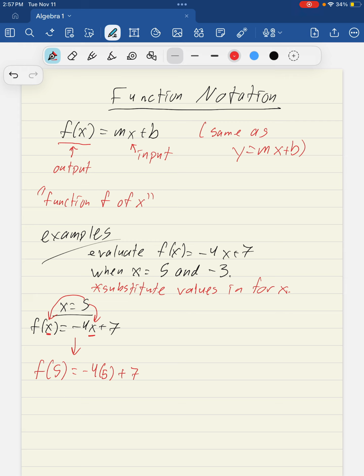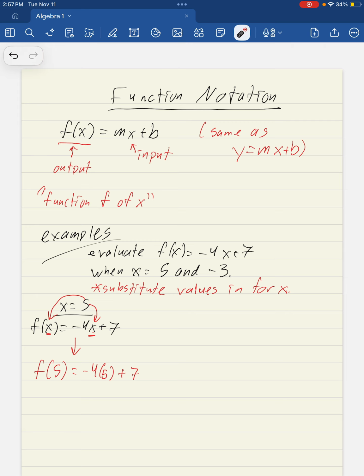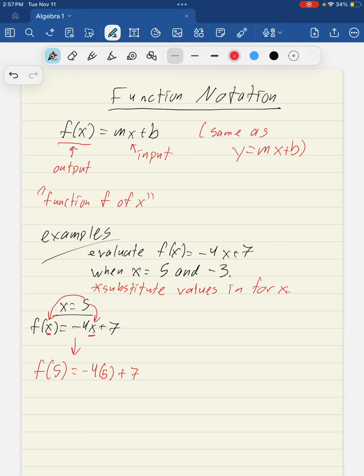We have to remember this is like negative 4 times x. Right here, this is negative 4 times x. So right here, remember when we have numbers in the parentheses, we are timesing them when they're right next to another number. So that'd be negative 4 times 5. And now I just solve this. So negative 4 times 5 is negative 20 plus 7, and that's going to be negative 13. And I just write f of 5 equals negative 13, which means if I put 5 into my function, I get negative 13 as my output.